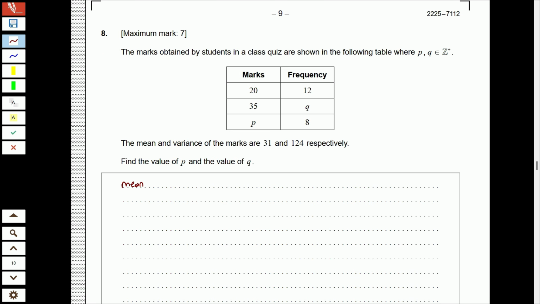The mean is given as 31, so I'm going to apply the formula. First, we multiply the marks with the frequency and sum all of them: 20 times 12 plus 35 times Q plus 8 times P. And we divide it by the total number of students, which is 12 plus Q plus 8, right? From here, you can simplify this equation. The denominator is going to be 20 plus Q, and the numerator will be 240 plus.